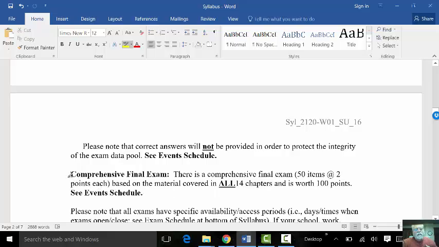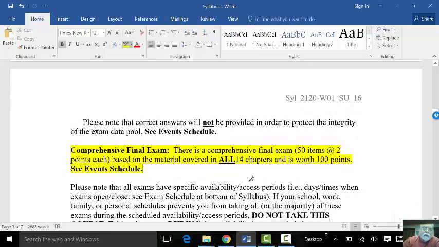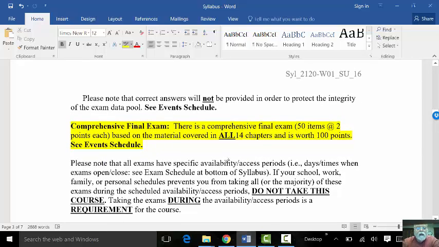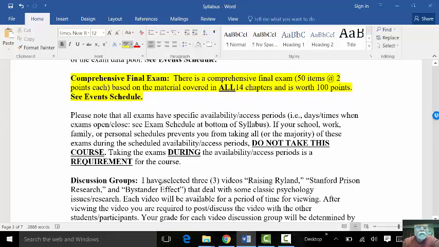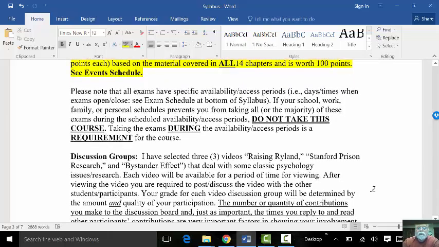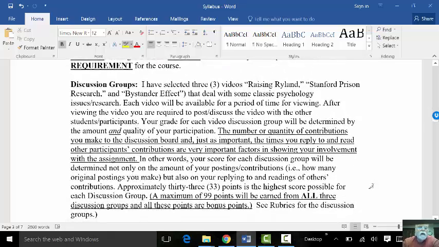The comprehensive, obviously, covers all 14 chapters and will be worth also 100 points, which will be added to the 7 regular exams, so you have a total of 800 points. Note this, we have some bonus points that we will tie into the class in the guise of a discussion group. So there are 3 discussion groups, and each person is assigned to a discussion group within each video. The whole thing is very simple, and it's also explained with the rubrics for discussion groups found in the Getting Started.